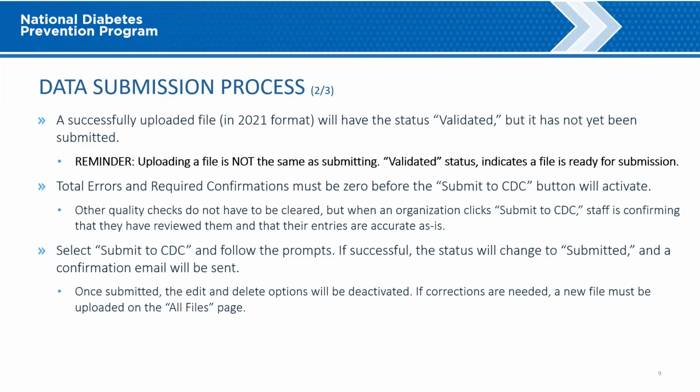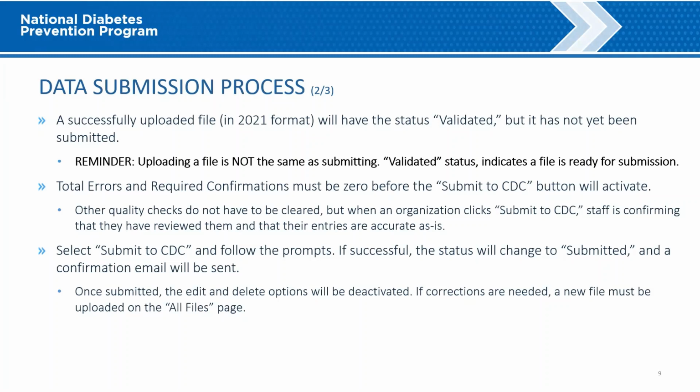Quality checks do not have to be cleared, but clicking the Submit to CDC button indicates the organization has reviewed the quality checks and confirmed the entries are accurate as entered. When performing additional review, the DPRP will assume this has been done. Organizations will know the submission is successful because the status of the file will change to submitted, and organizations will receive a submission confirmation email. Please note, once a file is submitted, it will no longer be available for editing or deleting.